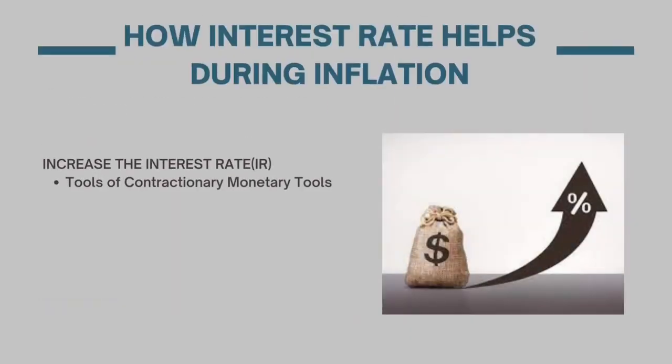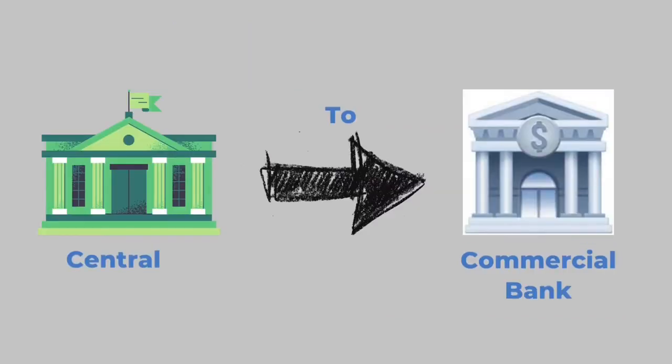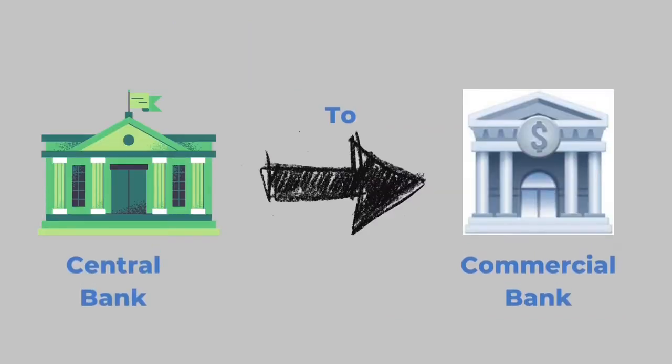How does interest rate help during inflation? During inflation, the central bank will employ policies that help in fighting inflation. One of them is by increasing the interest rate. So, during inflation, the central bank will persuade the commercial banks to increase the rate of interest from the public.